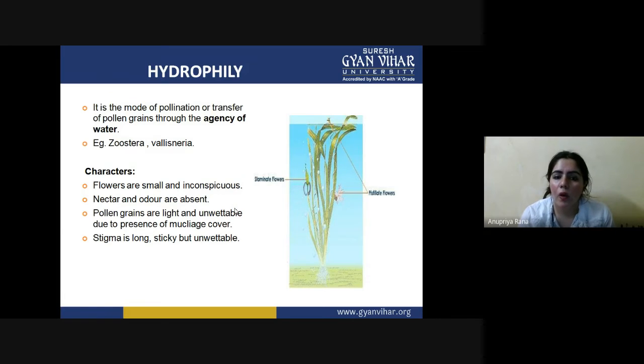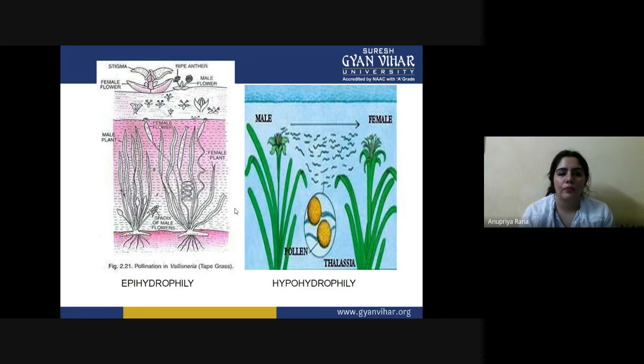Stigma also should be long, should be sticky, but unwettable. Should not be wettable. Means they should also be dry. In the diagram, you can see the characteristics of a hydrophilous flower. This is the stigma of the female flower, the ripe anther of the male flower, and how they are going with the help of water. These are the pollen which are carried by the water to another female flower, and here is the stigma of the other female flower, and these pollen are going to be placed on this female flower, and the pollination will take place.